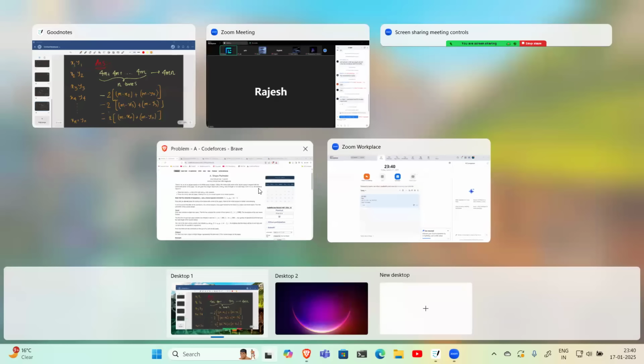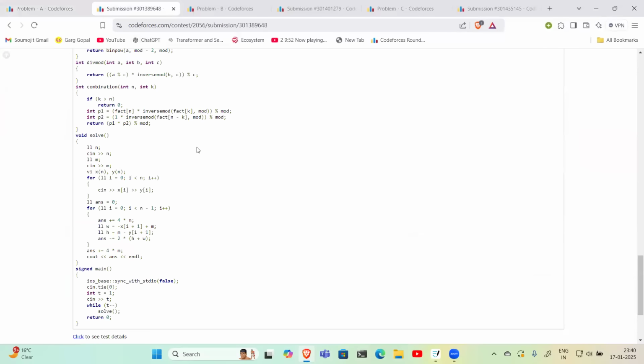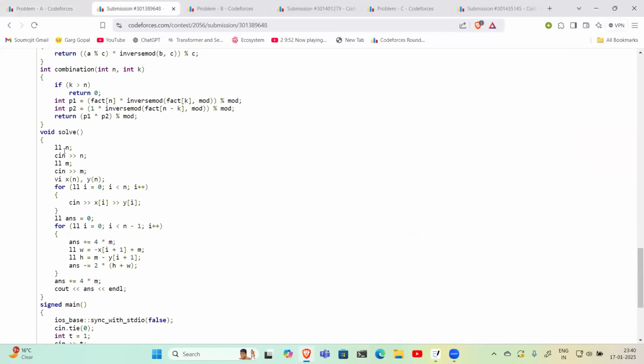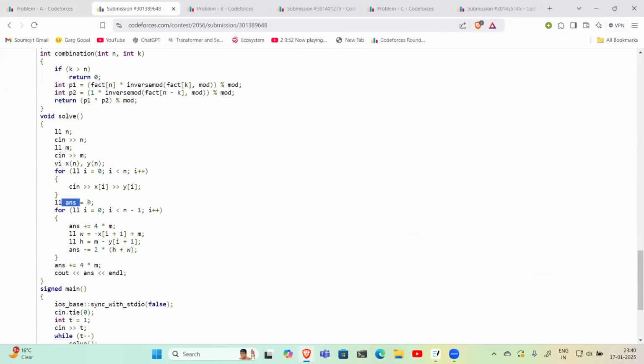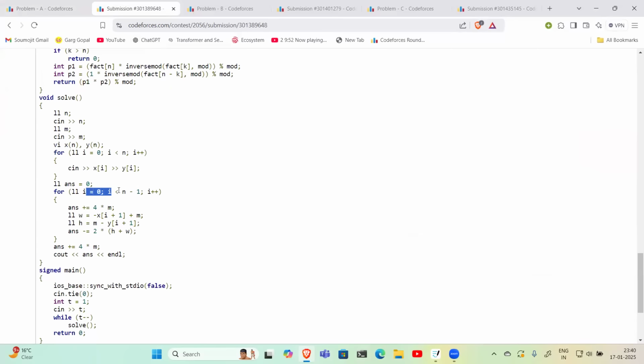So let me show you the code. Maybe it gets a little bit more clear. So here is the code. I've taken n and m as input. After that, I have simply taken the coordinates x and y as input. Answer is where I store the answer. So I go from i equals 0 till n minus 1. There are multiple ways of implementing this, and as long as the logic is correct, all the implementations are perfectly fine. Whenever I'm processing, I have added 4m. That adds the perimeter of that square.